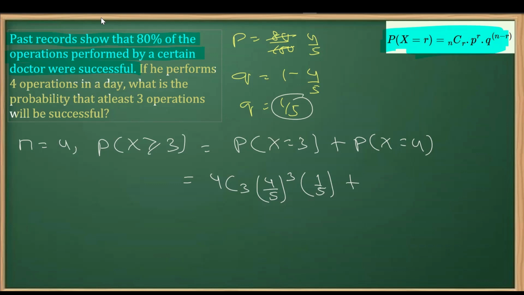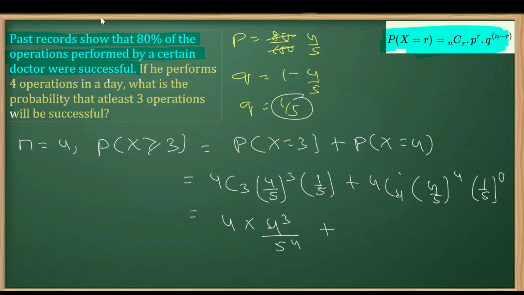Which is 1. Plus next is nCr, which is n in this case is 4 and r is 4 as well. P raised to the power n, and n is 4 over here, and value of P is 4 over 5 raised to the power 4, and Q raised to the power 0, so 1 over 5 raised to the power 0. What is 4C3? 4C3 is 4, and this is 4 raised to the power 3. Right, from here we can write 5 raised to the power 4.